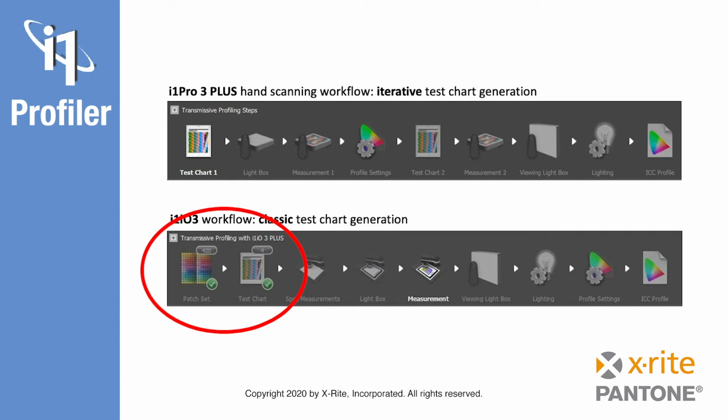uses a classic test chart generation process with the ability to define a custom number of patches from 280 to 6,000. Because measurement is automated, the higher number of color patches is not an issue. Measurement time is still longer because the i1-IO3 is reading in spot mode to get the highest measurement accuracy, but this automation frees the operator for other tasks. Whatever transmissive profiling workflow you choose, the software guides you through all necessary steps.